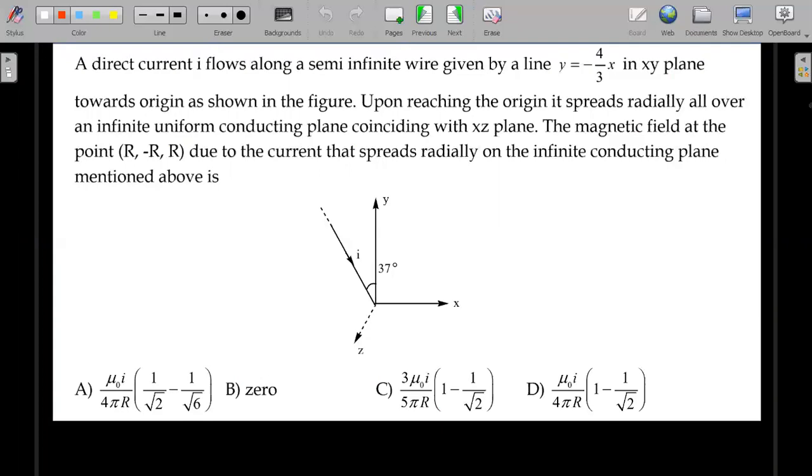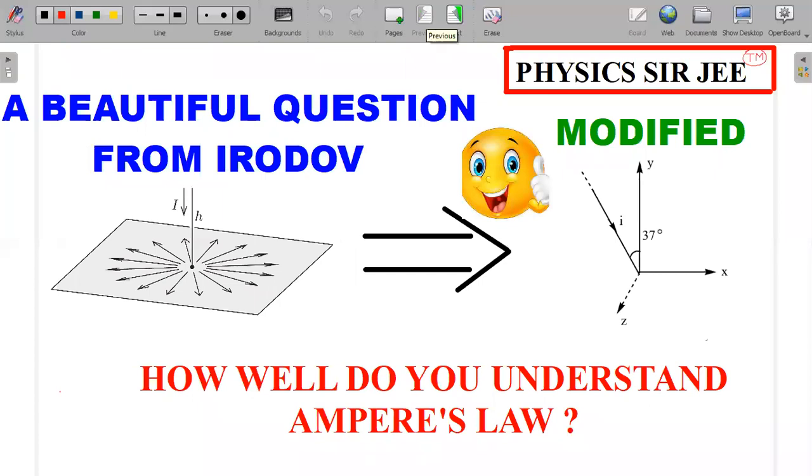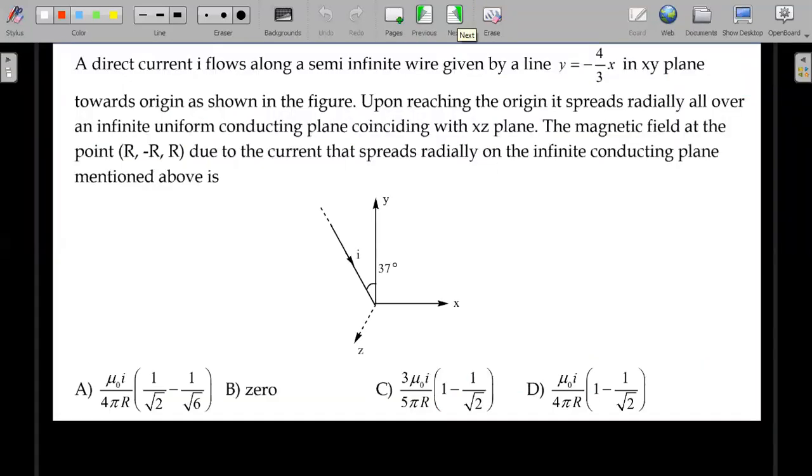So what he's giving you here is that the current spreads on the plane, similar to the one in the previous diagram. On the left you can see how the current is spreading, but in that left one the current is coming exactly along the Y-axis, whereas in the modified version of the problem it's coming at an angle. Also, he's asking only for the magnetic field due to the spread current, not the whole current. So these are the two important points you need to understand.